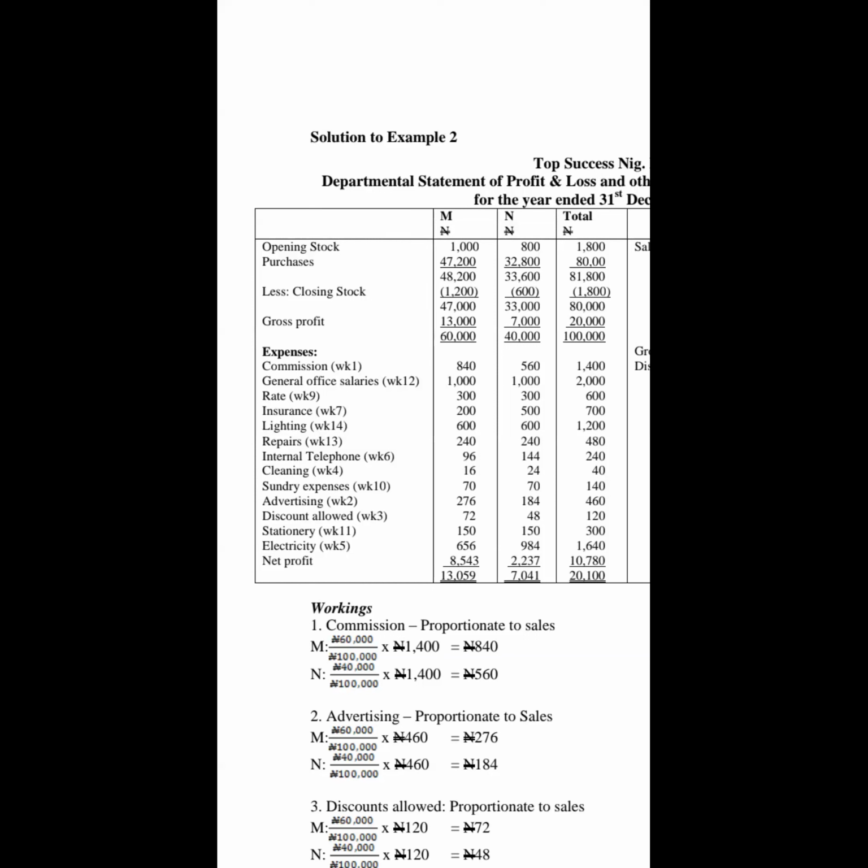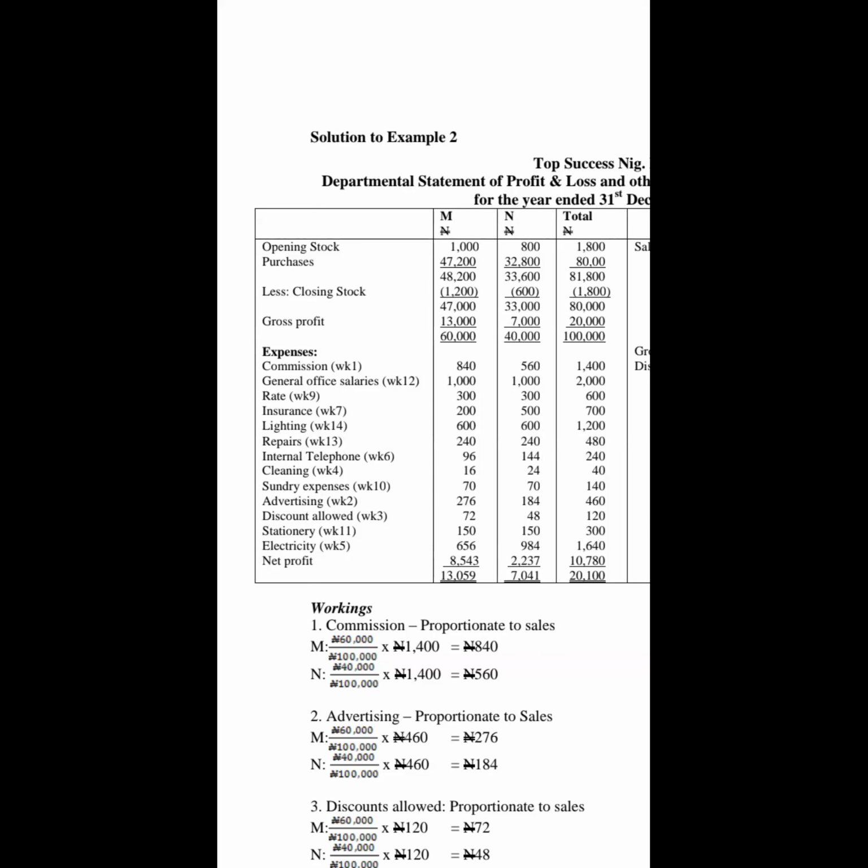So after we deduct closing stock from the balance we have previously, opening stock plus purchases, I think they call it cost of goods available for sale. Yes. So when we now less closing stock from the cost of goods available for sale, it gives us cost of goods sold.